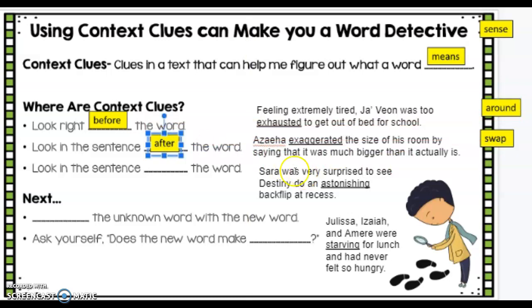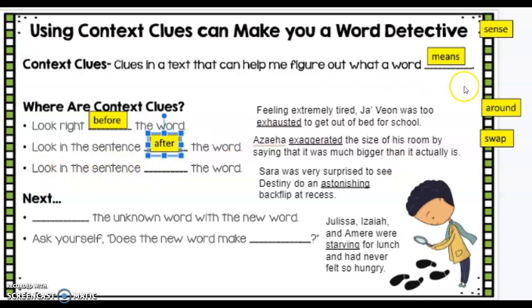Look in the sentence after the word. After the unknown word: Isaiah exaggerated the size of his room by saying that it was much bigger than it actually was. So if we were to look after our unknown word, we see that it says much bigger, by saying it was much bigger. So if we were to plug that in, Isaiah said that his room was much bigger than the size that it actually was. That makes sense. Exaggerated is when you're saying something is bigger or better, making it seem more than it actually is.